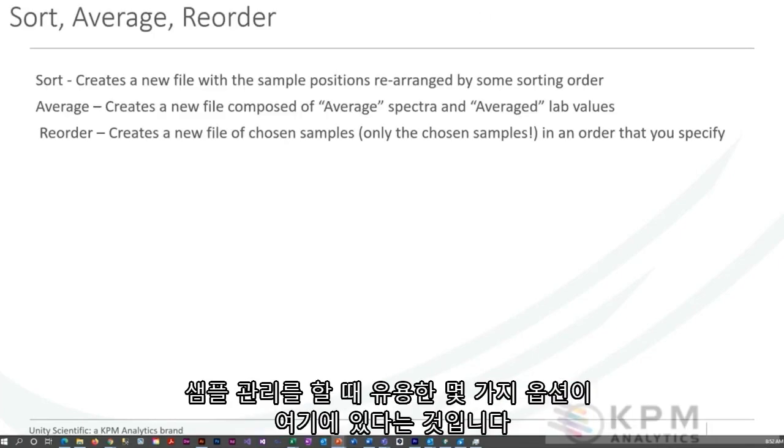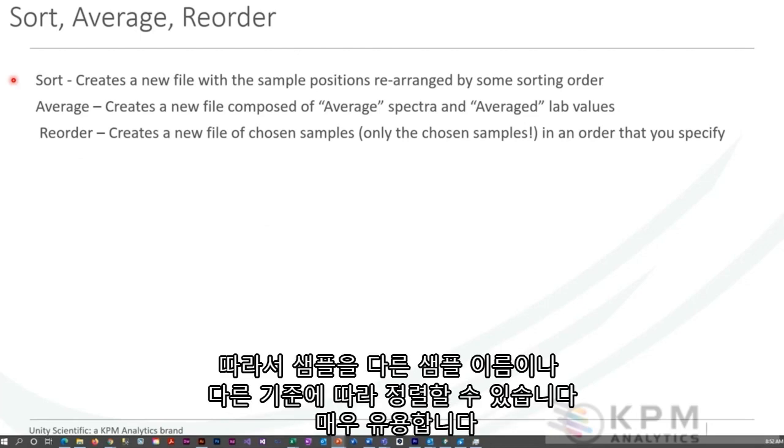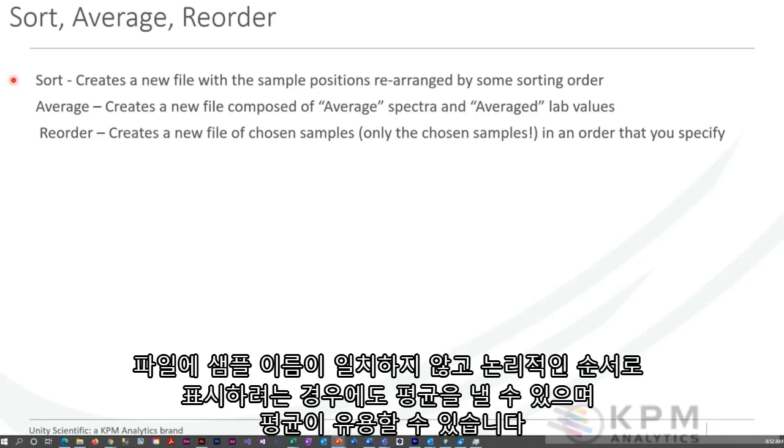Okay, so the first thing we'll talk about is that there are a couple of options in here when you're doing your sample management that are useful in very specific cases. One of which is sorting. So you can sort out your samples based on different sorting orders, sample names, for example, or other criteria. It's useful just if you've got a mismatch of sample names in your file and you want to present them in a logical order. You can also average, and averaging can be useful.